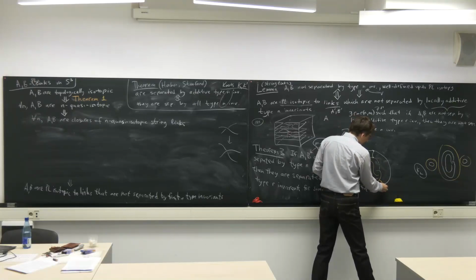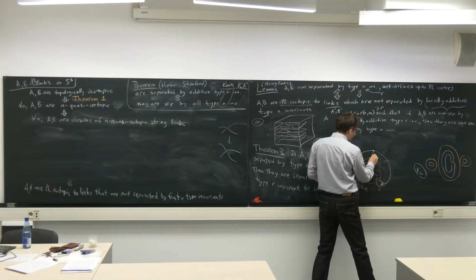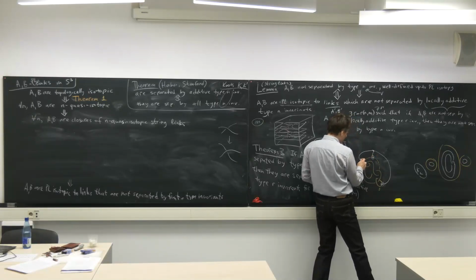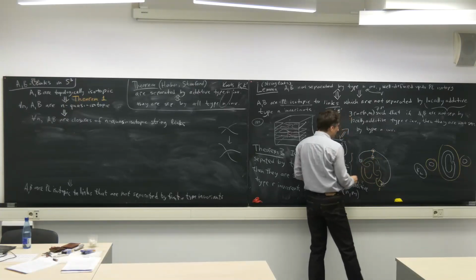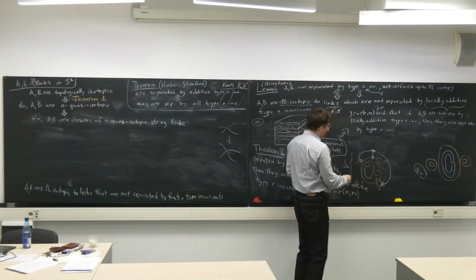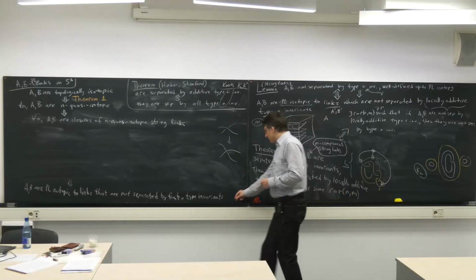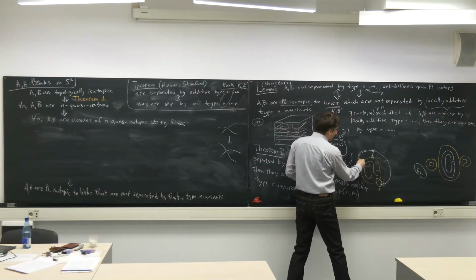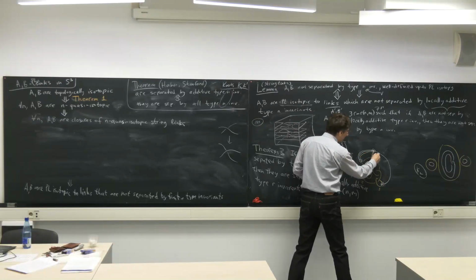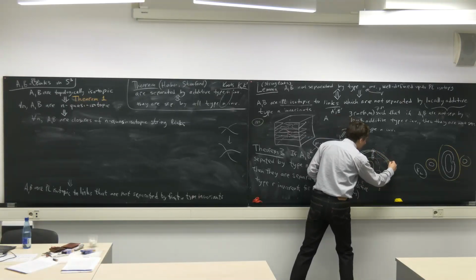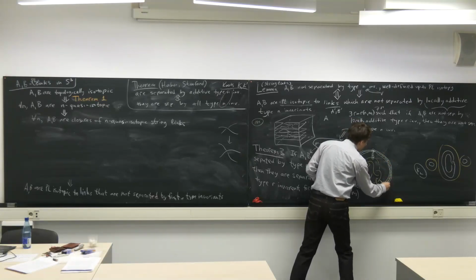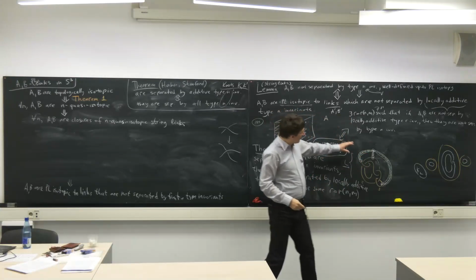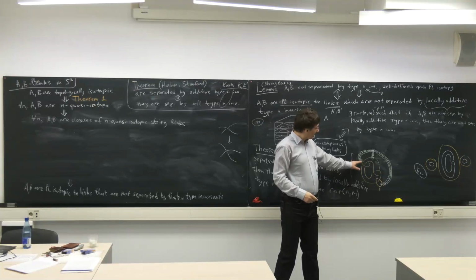But this is not all. I need to choose a meridional disk here, like this, and like this. And also, I want to put a disk here which contains this base point. And then I want to attach ribbons to these disks along my arcs. So I'm obtaining a disk which intersects every component of my link in one point transversely.